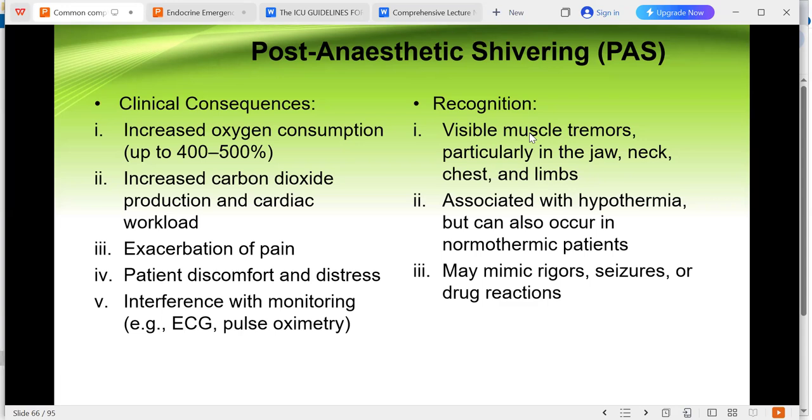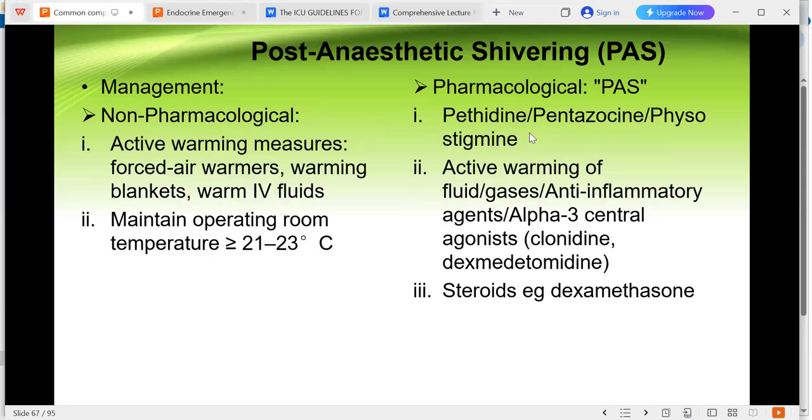All right, don't forget that it can also interfere with monitoring, with your ECG leads falling apart and pulse oximetry. Okay, so how do you recognize it? Visible muscle tremors, all right? There's associated hypothermia. It may mimic rigors or seizures, so you need to have a high index of suspicion. So, post-anesthetic shivering can be managed non-pharmacologically and by pharmacological means.